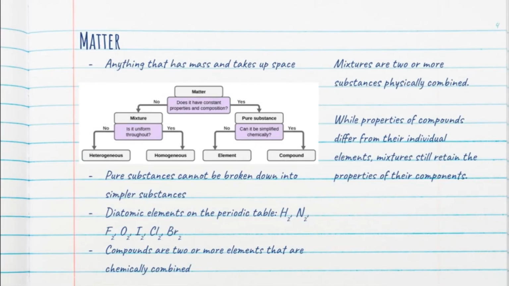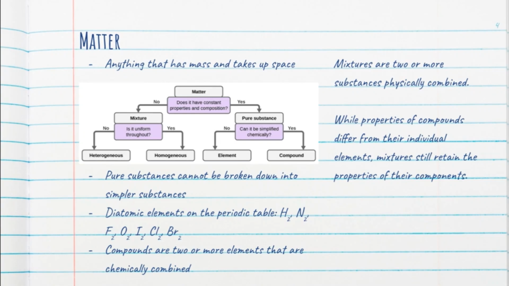Matter is anything that has mass and takes up space. So matter can be categorized as a mixture or a pure substance because if it has constant properties and composition, then it's a pure substance such as elements, but if it doesn't, then it could be a mixture. And then mixtures can either be heterogeneous, which are not uniform throughout, or homogeneous, which are uniform throughout. Pure substances can be separated chemically, such as compounds, or not, such as elements. Pure substances cannot be broken down into simpler substances.